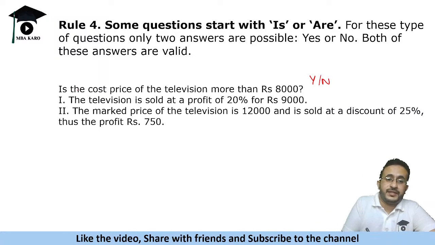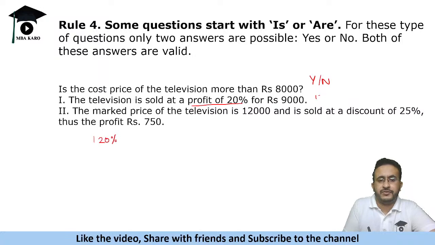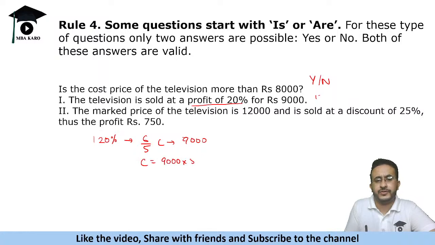No. See, the television is sold at a profit of 20%. So a profit of 20% means 120% of cost price, or 6 by 5 times of cost, which is 9,000. So cost will be 9,000 times 5 by 6, or 7,500. Okay. Now the question is asking, is it more than 8,000? We are getting 7,500. The answer is no.